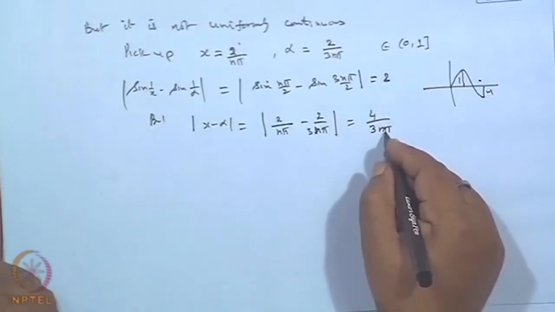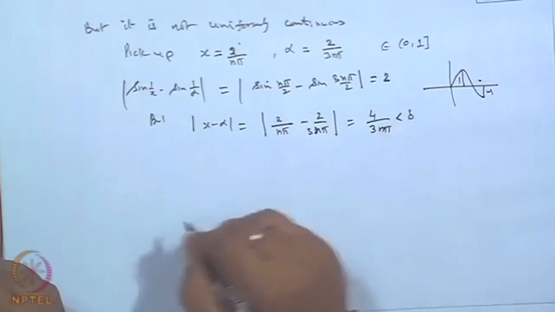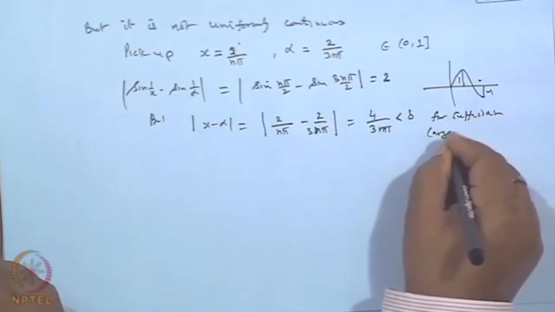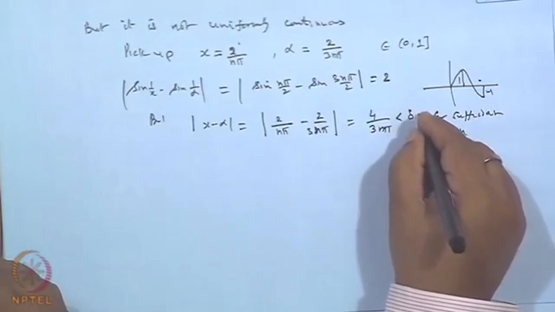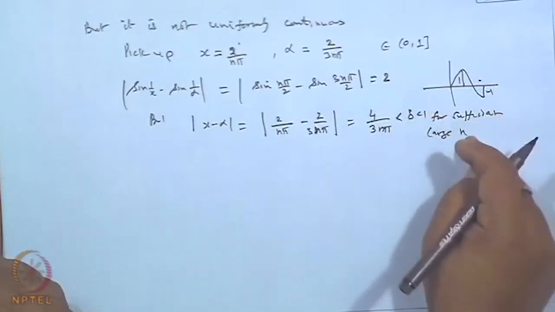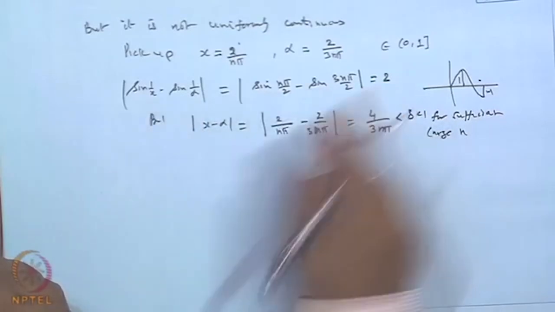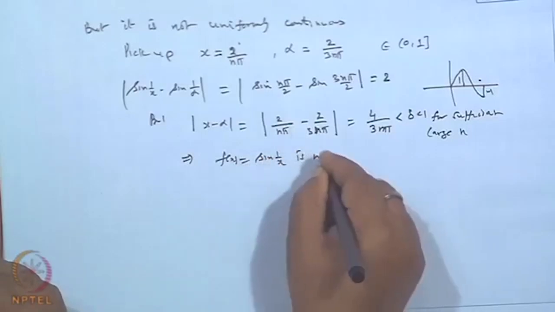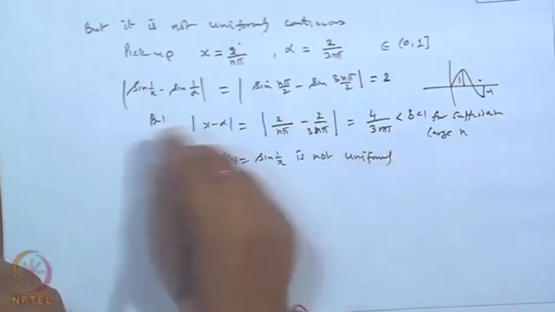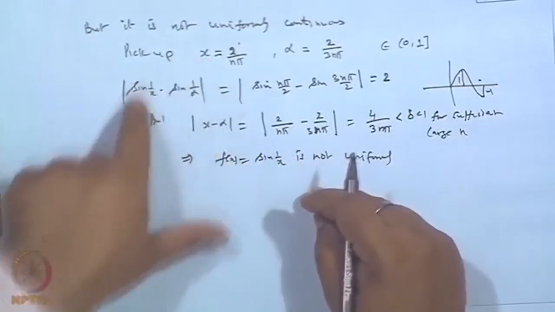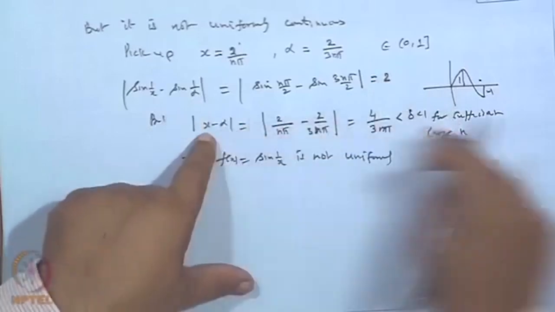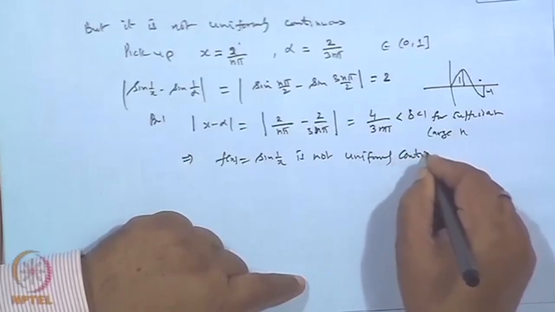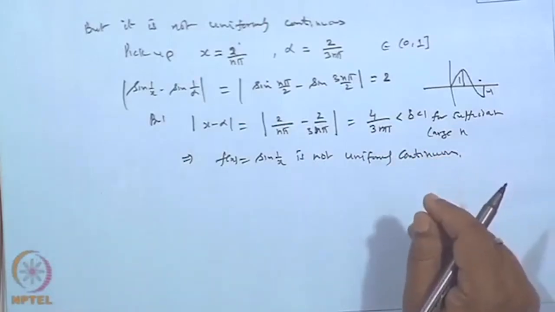Now, this can be made as small as we please for sufficiently large n, where delta is a very small quantity, less than 1. So, we can choose n so large, but the difference stays 2, so the epsilon condition is not true. It means this shows the function fx, which is sine 1 by x, is not uniformly continuous. Because when you take different points, this difference cannot be made less than epsilon, though the points lie within this neighborhood. So, this shows the function is not uniformly continuous. This is one of the examples we have.